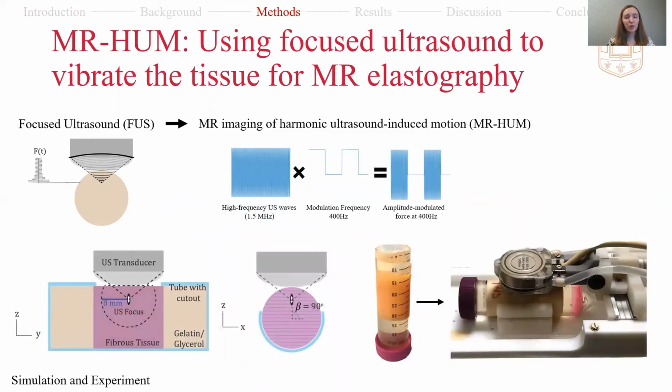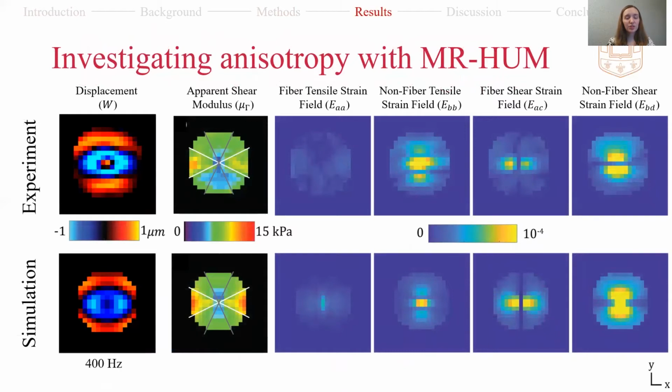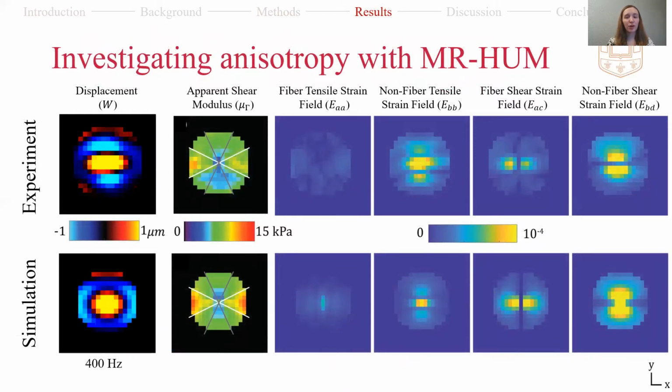For this study, we performed MR-hum in fibrous muscle tissue samples in 13 experiments and a simulation. The finite element simulation was performed in COMSOL Multiphysics using a nearly incompressible cylinder to mimic the anisotropic muscle tissue. For the experiment, cylindrical fibrous muscle tissue samples were embedded in gelatin. The tissue fibers were roughly 90 degrees to the direction of displacement and were vibrated at either 400 or 500 Hertz.